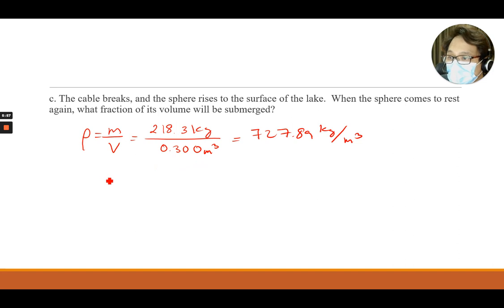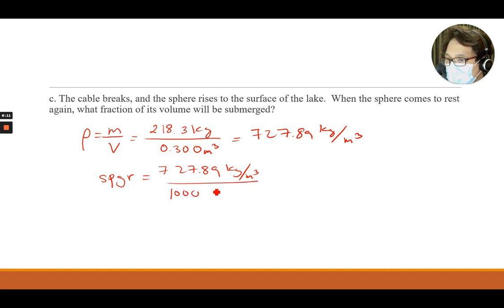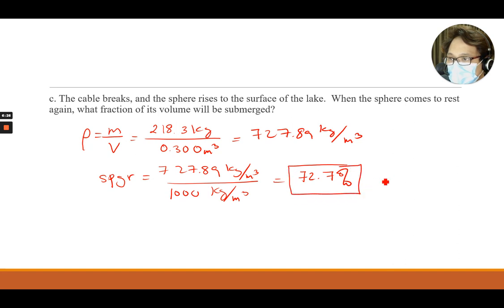We compute for the SPGR. The SPGR is 727.89 kilograms per cubic meter divided by the density of water, which is 1000 kilograms per cubic meter. This will give us 0.727. Multiply this by 100, you will get 72.7% submerged in water.